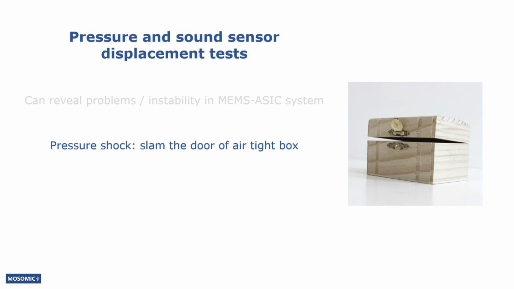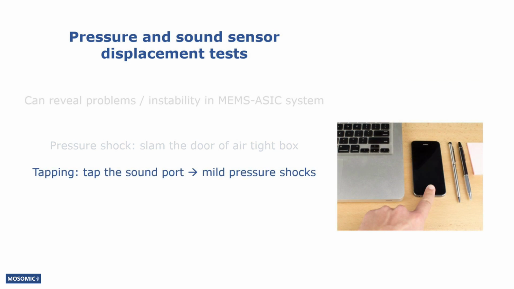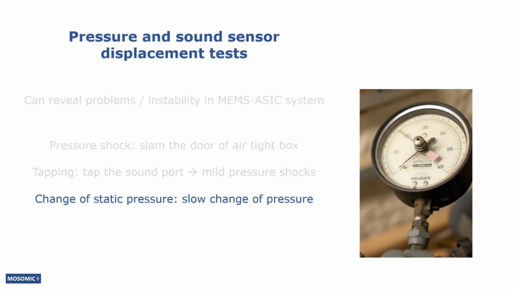In the pressure shock test, the microphone is exposed to a pressure shock applied, for example, by putting the microphone into an airtight box and slamming the lid or door. In the tapping test, the sound port of the microphone is tapped with a finger to expose the sensor to relatively mild pressure shocks. The change of static pressure test is done in a vacuum chamber.